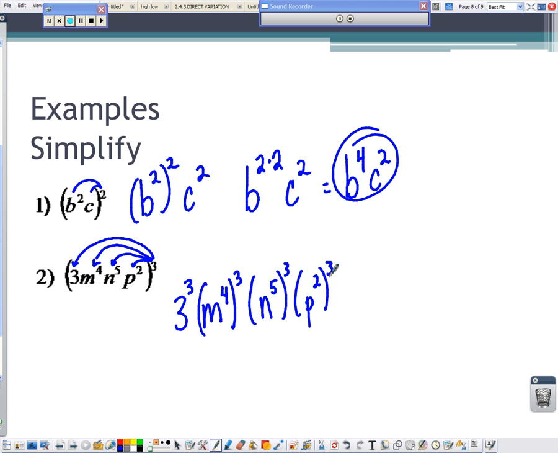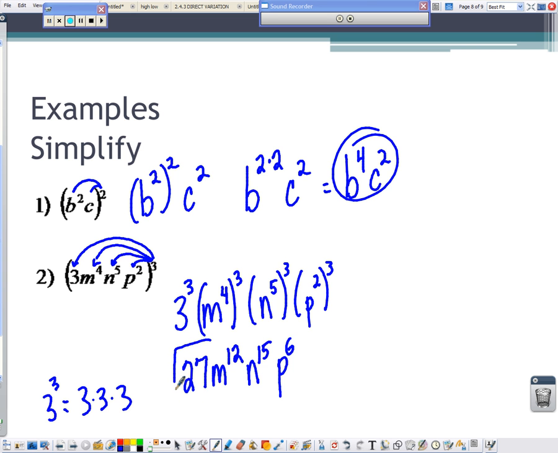So 3 to the 3rd, remember, this is not going to be 9. 3 to the 3rd means 3 times 3 times 3. Okay? So 3 times 3 times 3 is 27. Remember, m to the 4th times 3 gives us 12. N to the 5th to the 3rd power, remember we multiply those, and that would be n to the 15th. The next one, multiply these, and we get p to the 6th. Okay? So this is what our final answer would look like.